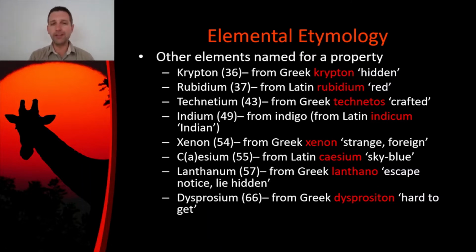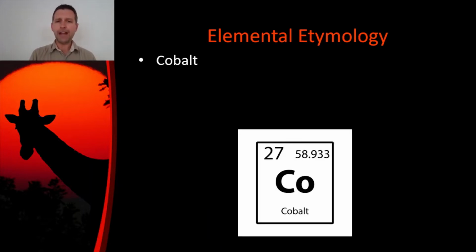So again, all of these are elements that you may not have heard of. They're not some of the most common elements that we talk about, but they were all named for some kind of property. Now let's talk about some of those elements that were named for some kind of source. How about cobalt? Cobalt is number 27. So again, we're kind of going back to the beginning of the section we're looking at here.